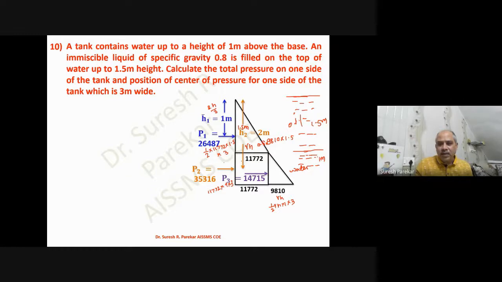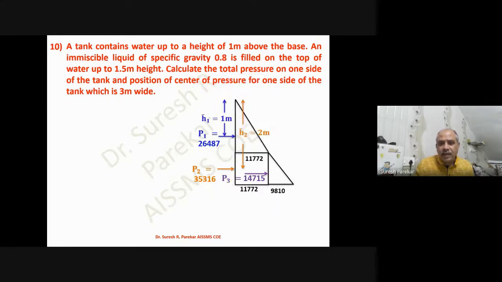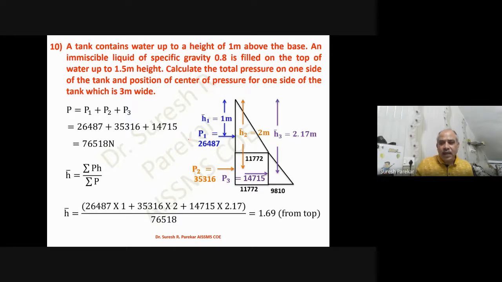So we have these three forces, P1, P2, P3, which are acting at the centroid of each, and then the total pressure we will get as 76518 Newton. Now if we have to find out H bar of this, then we have summation P H bar upon summation P, and we are taking moment about the top, calculating H bar from top.